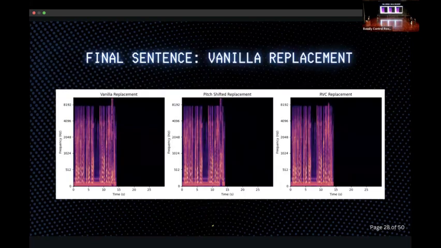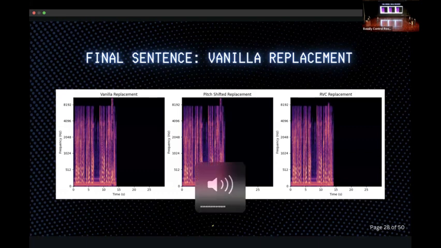Now if we look at the new improved mel spectrogram, we can see that the vanilla replacement has the highest divergence. The pitch shifted has a slightly lower divergence, and the RVC replacement has the lowest, because it's as if, again, it's pronouncing the entire sentence by itself. So it sounds good, but how will this fare in terms of the word error rate? Chet will go ahead and talk about that.